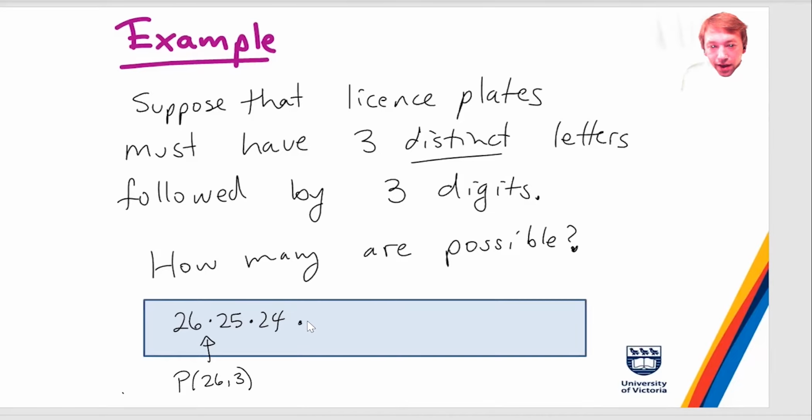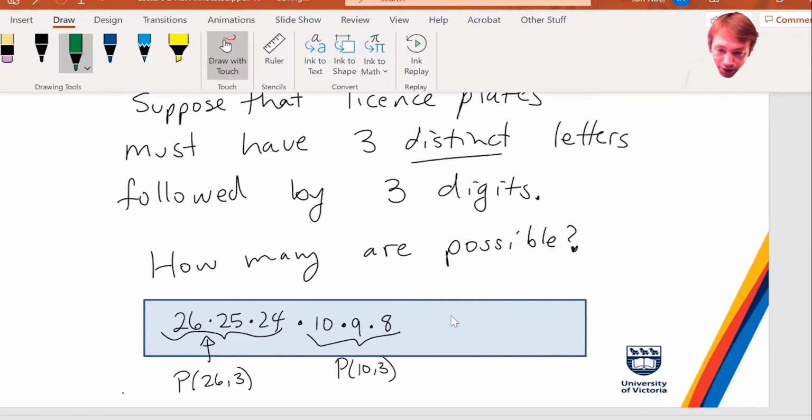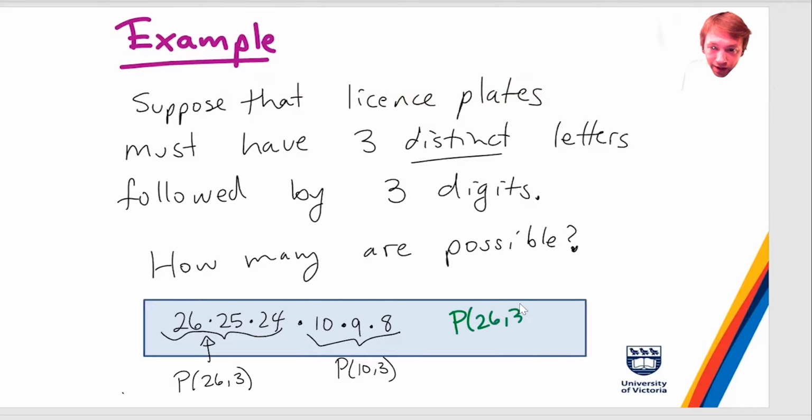Okay, and then you have to pick 3 numbers, and I didn't put any restrictions, so they can be anything between 0 and 9. So there's 10 choices for the first one, once you've chosen the first one, there's 9 and then 8. And you should recognize that this is P(10,3). By the way, if you just write the answer P(26,3) times P(10,3), this is perfectly acceptable. So just so you know, you don't have to write out all these products.